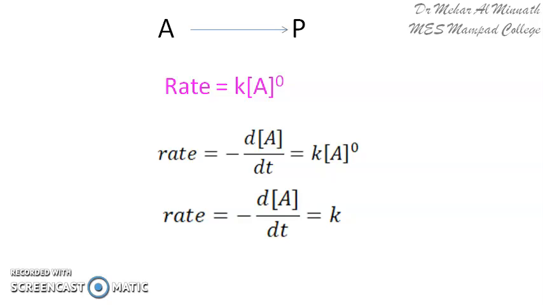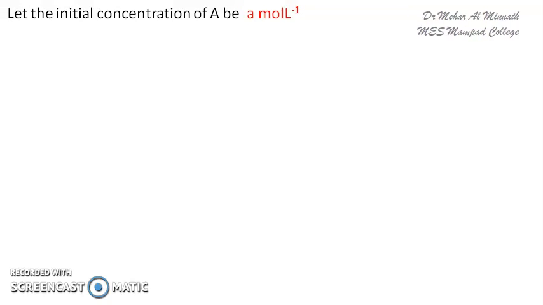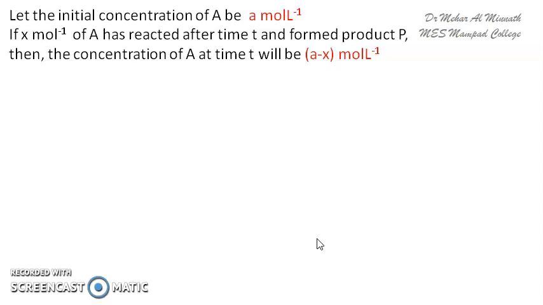Now we have to derive the integrated rate equation for zero order reaction, and for that we need to take up a few assumptions. Let us first assume that the initial concentration of the reactant is a moles per liter, as usual, the assumptions we have been making for first order and second order reactions. And let x moles per liter of A have reacted after time t and formed product P, then the concentration of A at time t will be a minus x moles per liter.